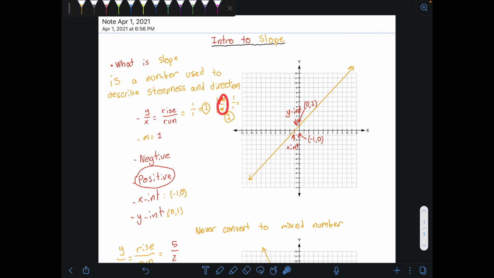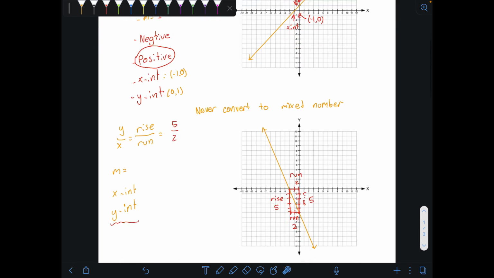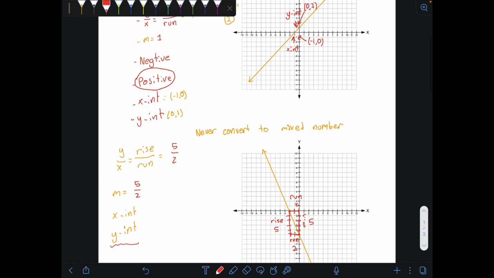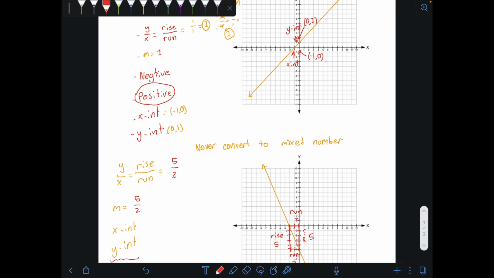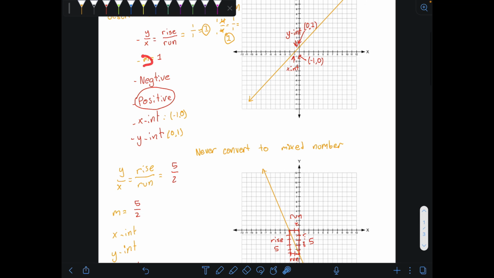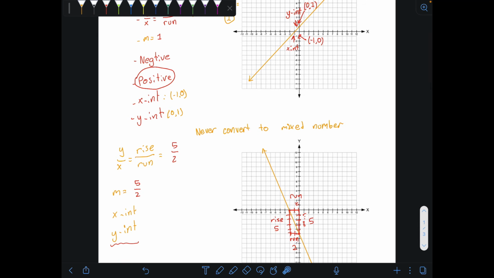So 4 over 4, we can simplify that down to 1. But 5 over 2, we can see that can't be simplified in any way. So that is our slope. So m equals 5 over 2. Slope is always written as m. This will be very important in future equations when I will teach this in later lessons. So always written as m. This is very important. When you write slope, write it with m.